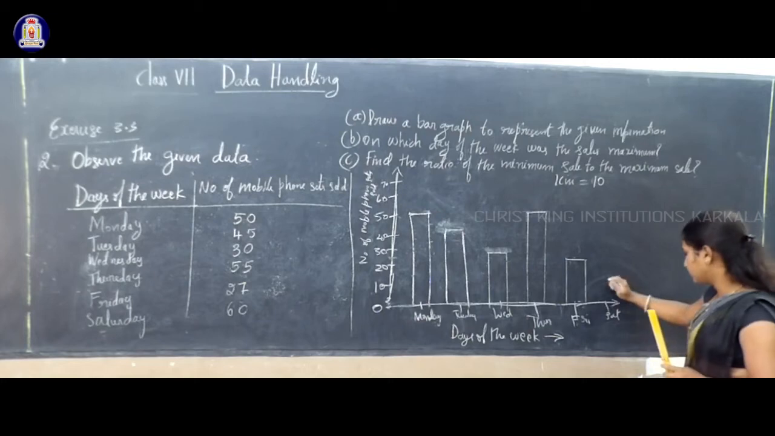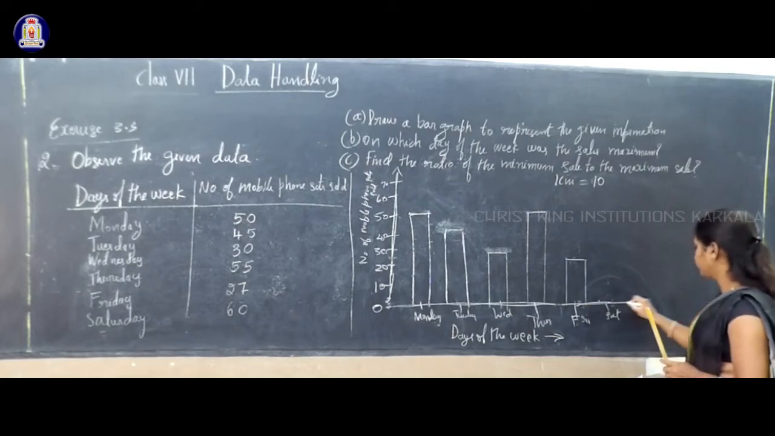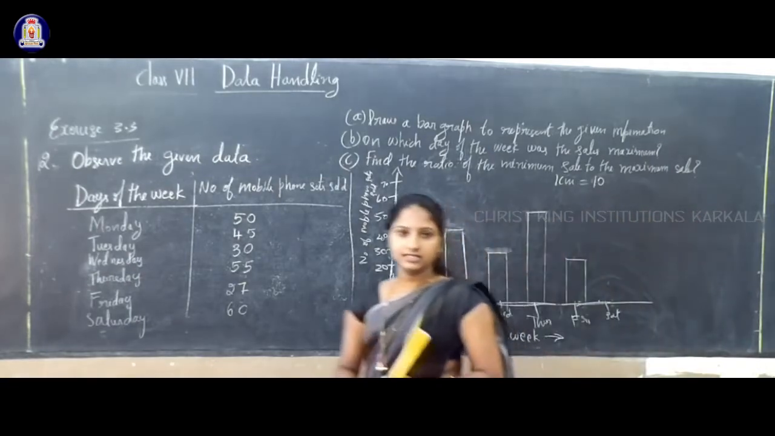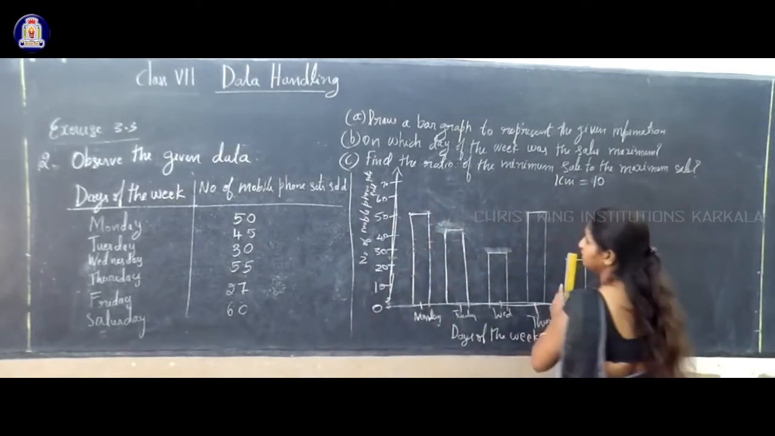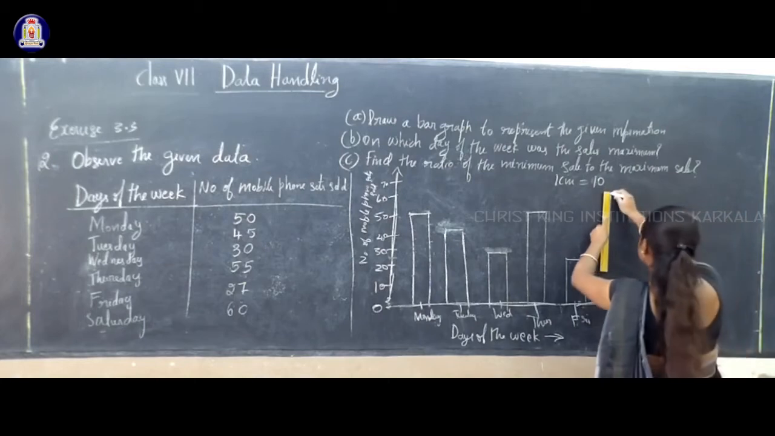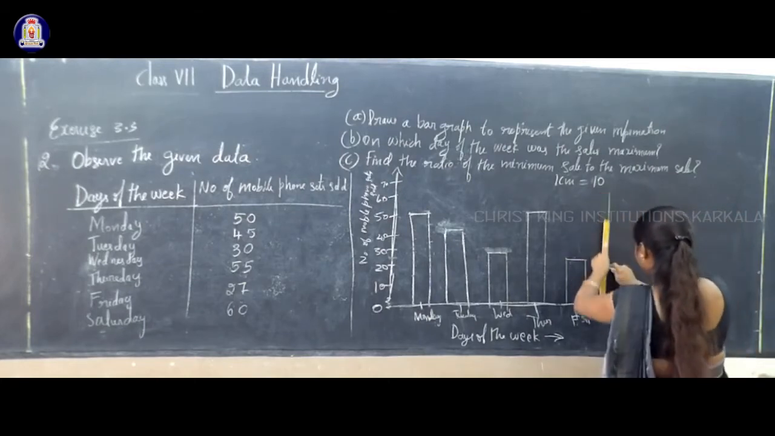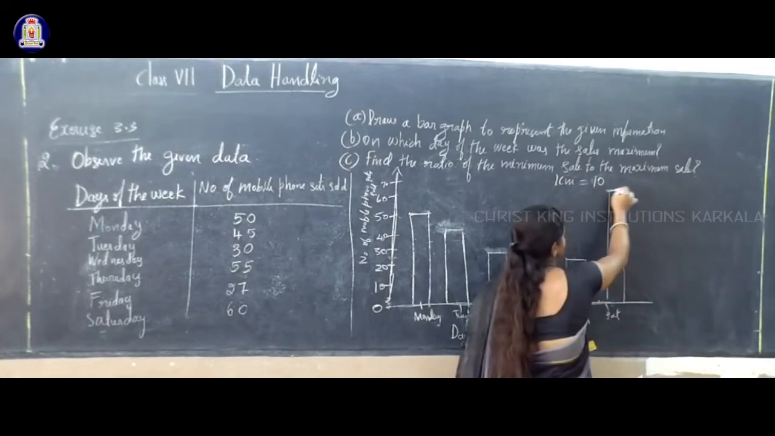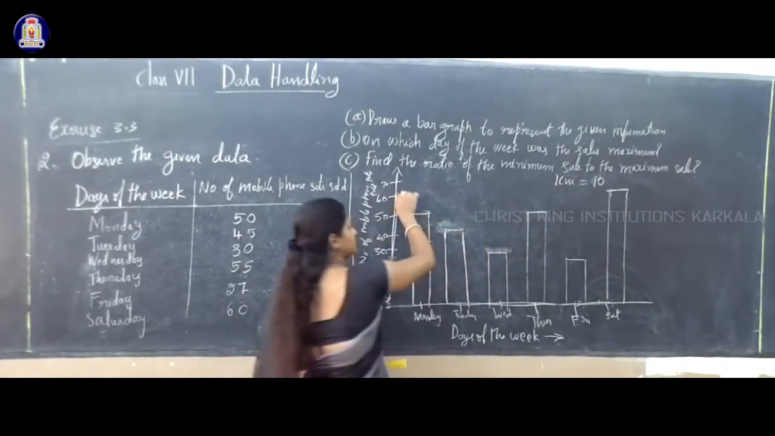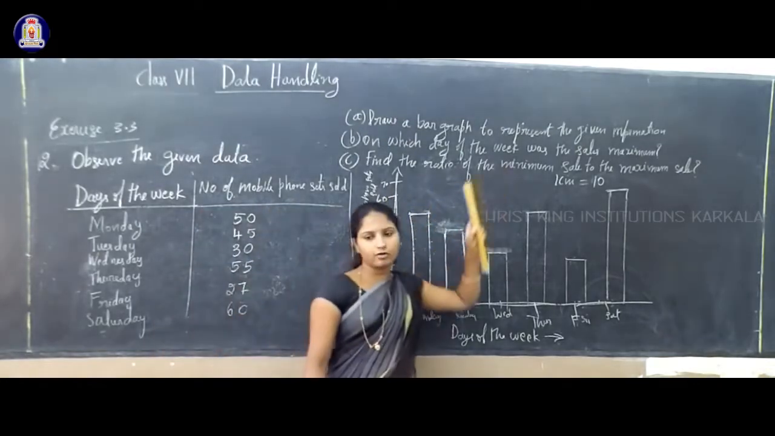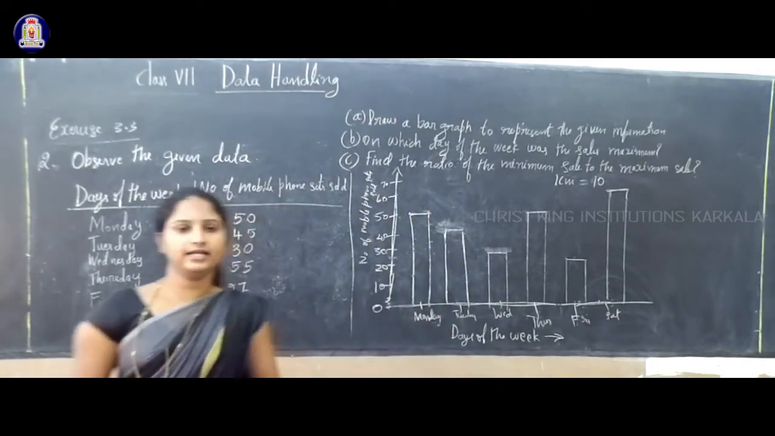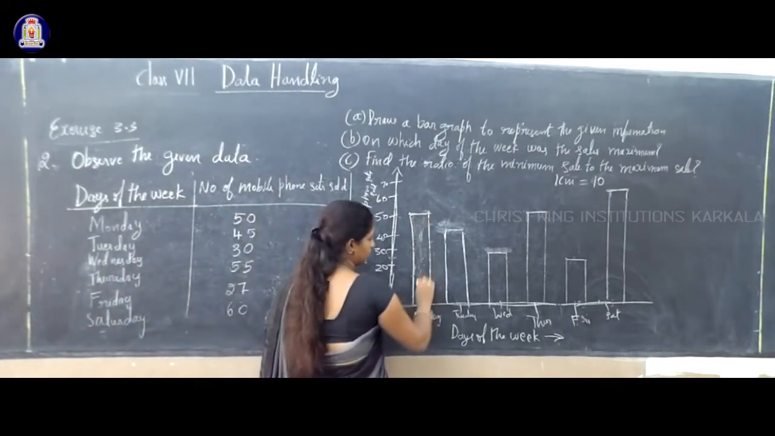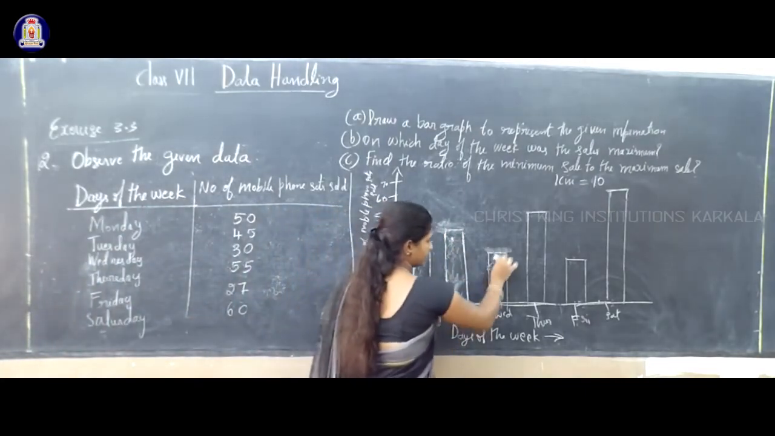Next, Saturday. On Saturday, how many mobiles sold? 60. 60 mobiles sold on Saturday. So this is here like this. See, exactly 60. Correct. Next, if you want, you can shade like this in pencil.